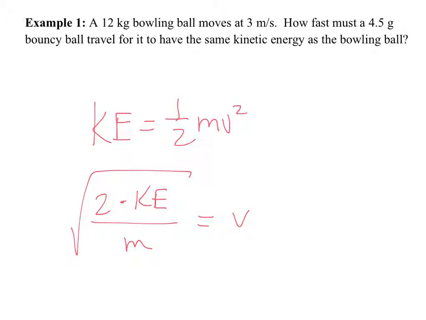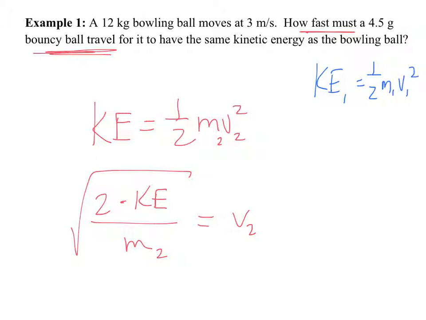But the question is, what is this kinetic energy? What is this referring to? So I think the way Victoria was approaching this was, I think that she was calling this the second mass, meaning the bouncy ball, and the velocity of the bouncy ball. Is that what you were trying to solve for? Because that's what the problem says, right? How fast must the bouncy ball travel? So these are all 2's there, but KE is the kinetic energy. We want it to have the same kinetic energy as the bowling ball. But what's the kinetic energy of the bowling ball? How do I find the kinetic energy of the bowling ball? KE1, I'm going to call that, for the bowling ball. 1/2 times 12 times 3 squared. Very good.